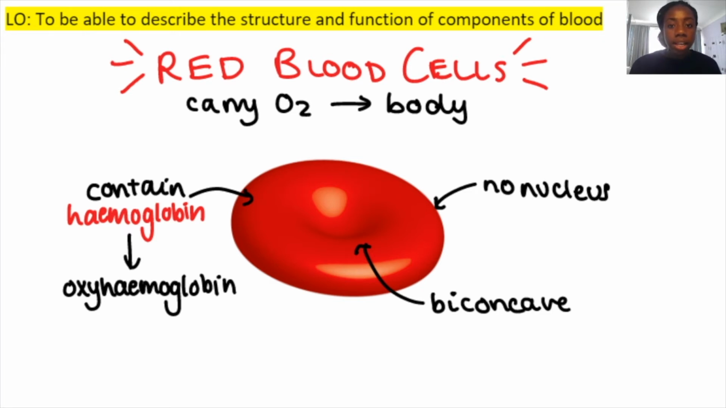Looking at the organelles of the red blood cell, they also have no nucleus, and this just allows more space within the actual cell itself to carry as much oxygen as possible. Thirdly, red blood cells also contain hemoglobin, which can bind to oxygen to form oxyhemoglobin, and this is how it is able to transport oxygen all around the body.